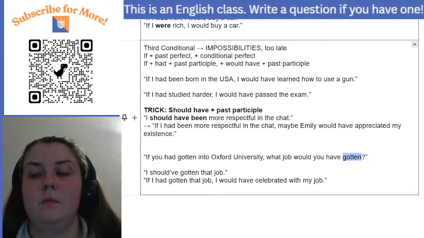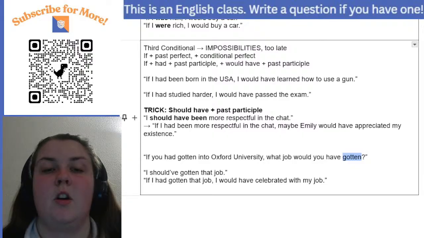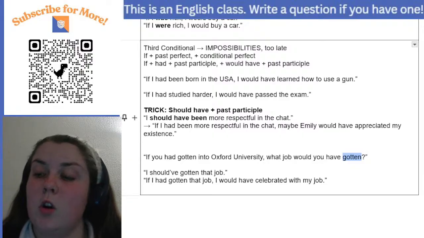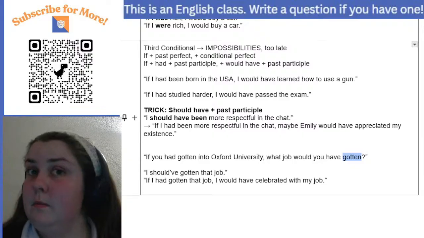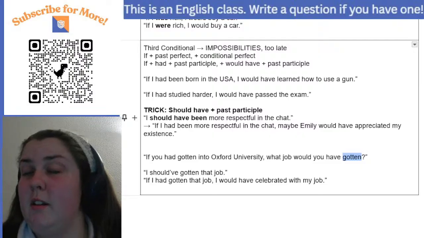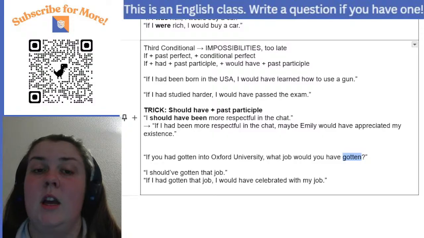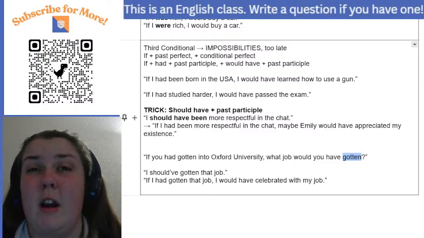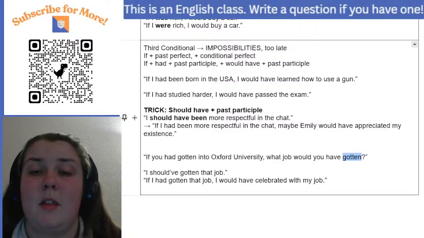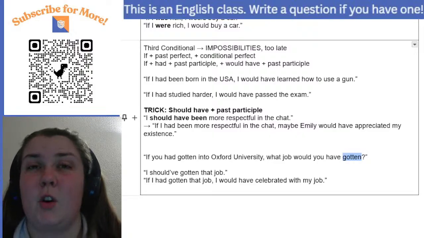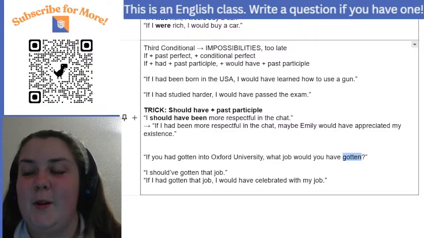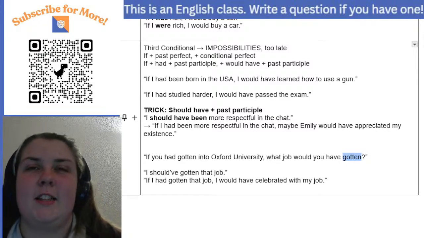So, if you had gotten into Oxford University, what job would you have gotten? And I'm imagining in this situation that the person did not get into Oxford University. They might be showing a little bit of regret about that. So they might be thinking, I should have gotten into Oxford University, or I should have tried harder to get into Oxford University.